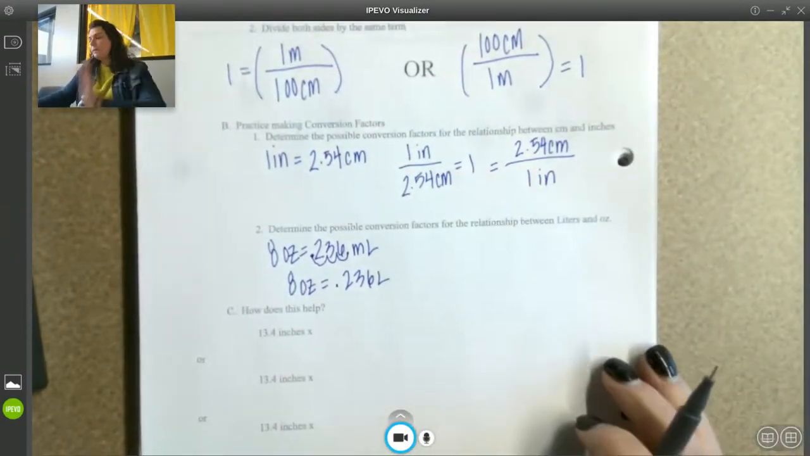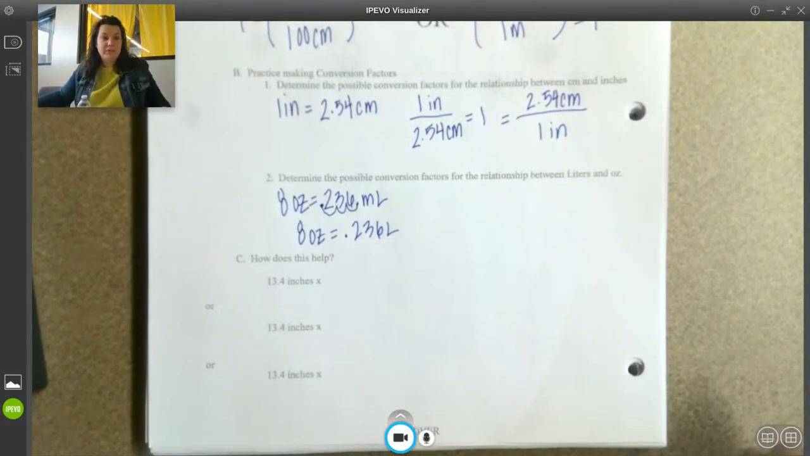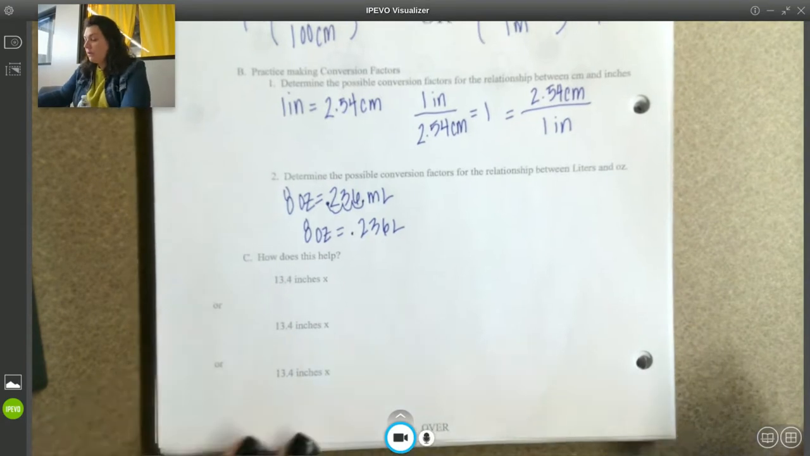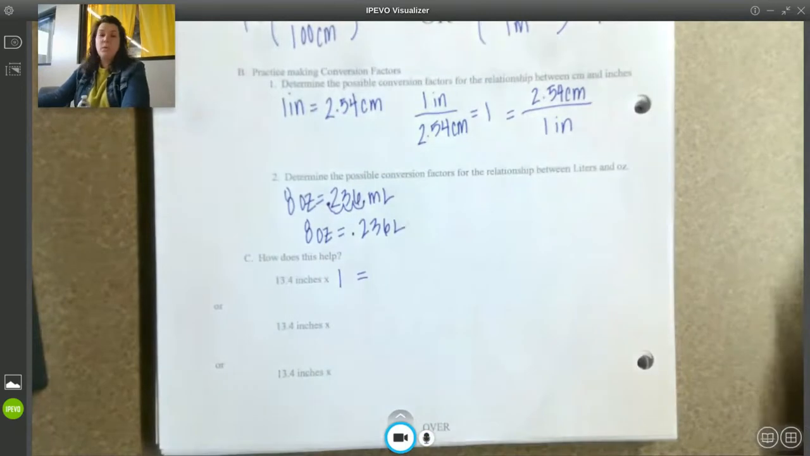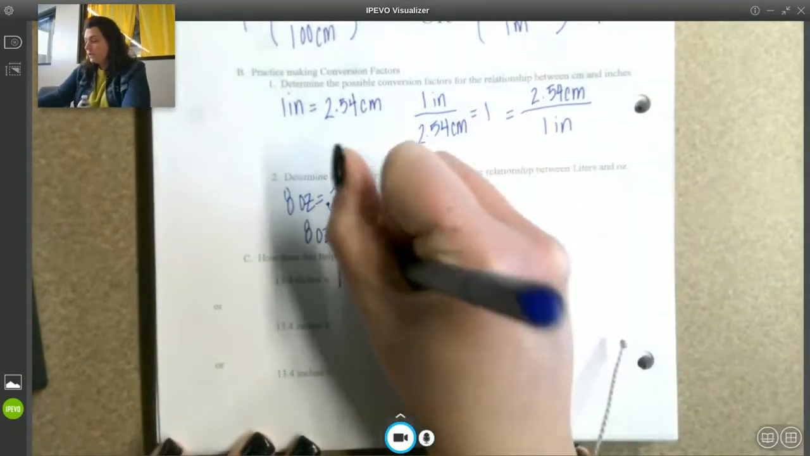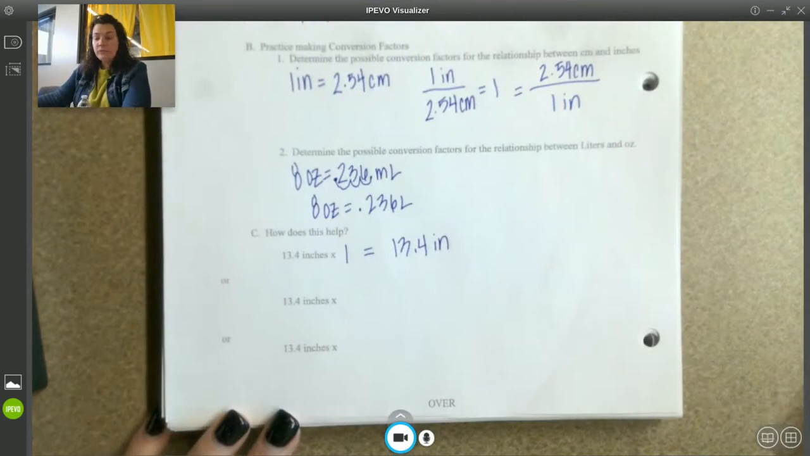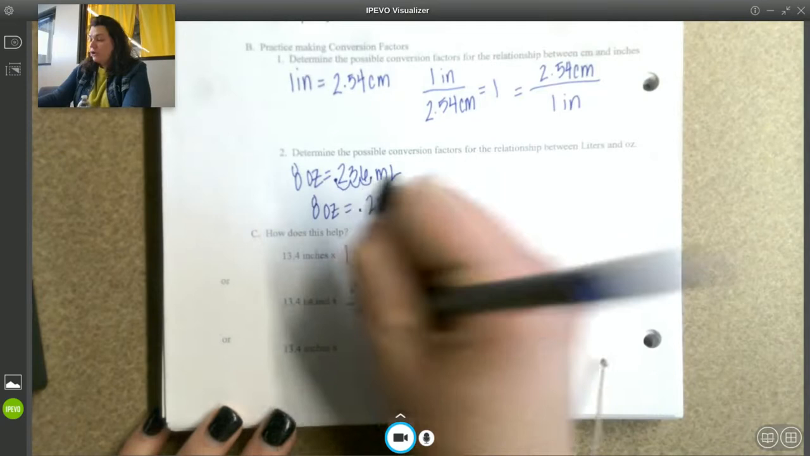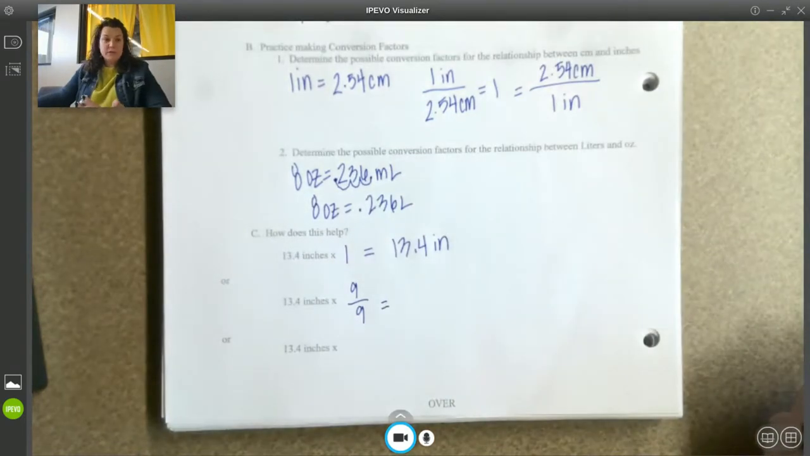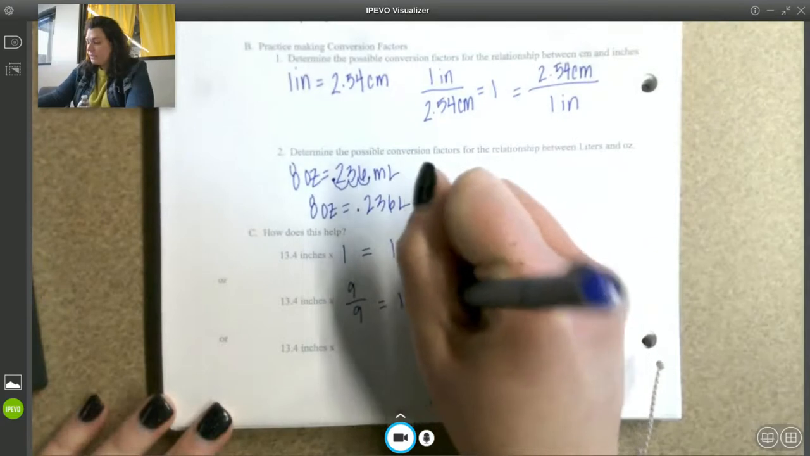So how does this ultimately help us? This helps us in terms of going from one unit to another unit. I can use a conversion factor to do that. So for example, if I say 13.4 times 1, what is the answer to that? Well, the answer is 13.4 inches. It doesn't change. Like I did before, if I do 13.4 inches times 9 divided by 9, 9 divided by 9 is 1, so 13.4 times 1 is still 13.4 inches, okay?